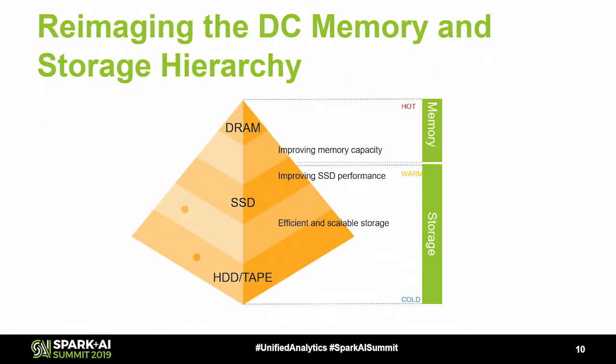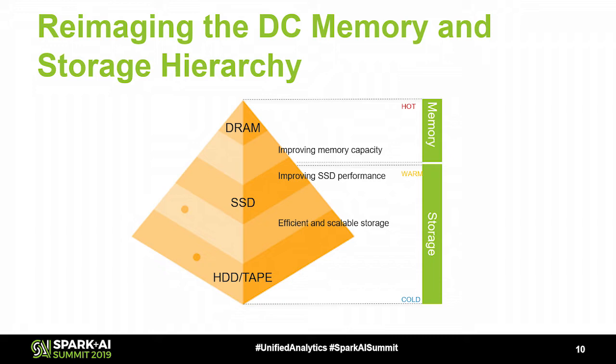And again, let's imagine the storage hierarchy in the data center, memory and storage. Here is a pyramid of the storage in the data center. On the bottom of the pyramid is the HDD, which provides the largest size, but the speed is the lowest. So it is quite suitable to store the cold data.